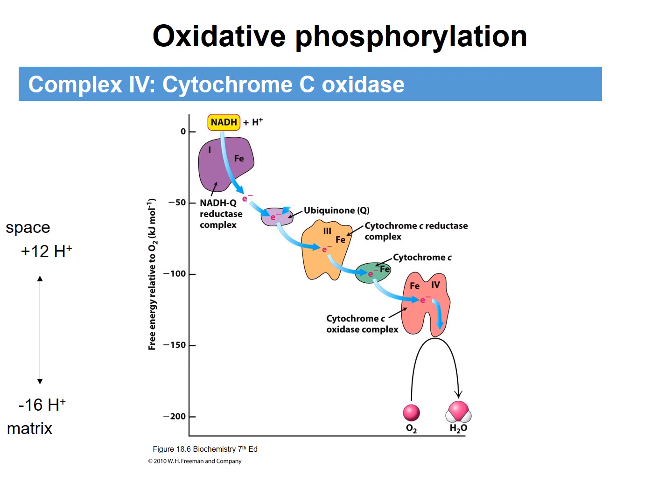So at the end of the electron transport chain, we have built up a gradient of 12 protons in the intermembrane space, and we have removed 16 protons from the matrix. So there is a great difference in terms of the proton concentration as well as in charge. Remember, protons are positively charged. So this forms a great potential.